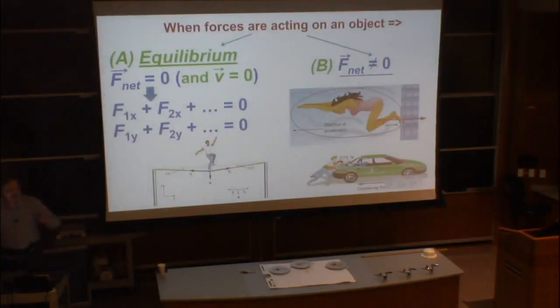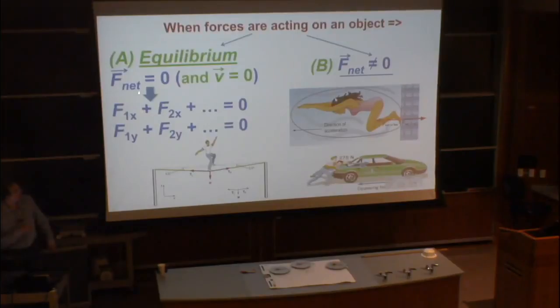Now we have two different situations. Very different. One we call equilibrium. And equilibrium satisfies these two conditions. Number one, net force, the sum of all forces, has to be equal to 0. That includes the case when there is no force at all acting on it. And second condition, the object is not moving. That's what we call resting.